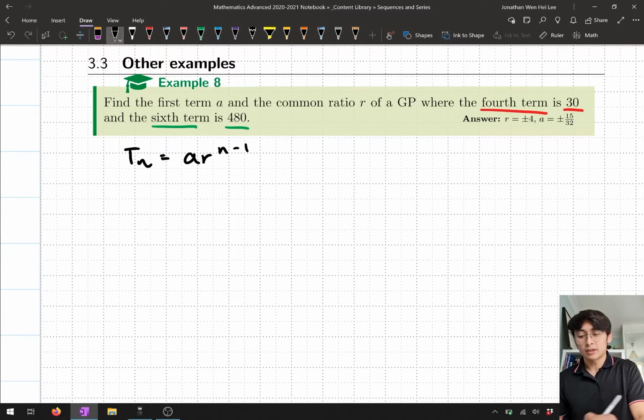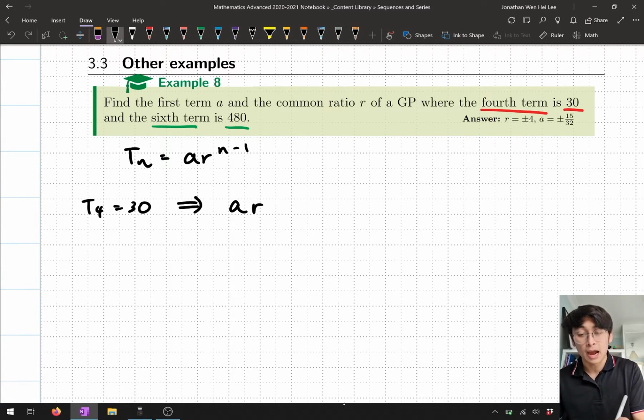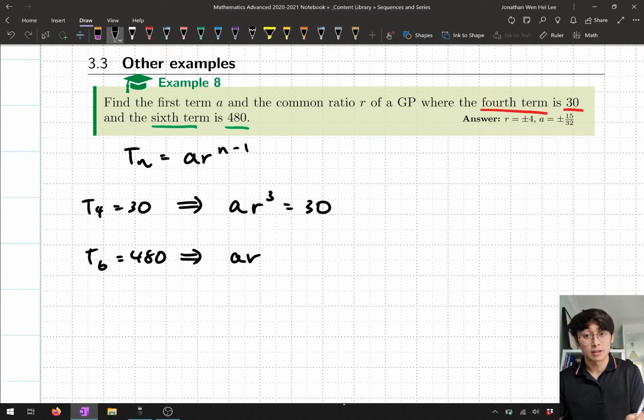So what we can do here is sub in those two pieces of information. The fourth term is 30. So T4 is equal to 30, which means that a times r to the power 3, because we do 4 minus 1, is equal to 30. And T6 is 480, which means that I can sub in 480. So ar to the power, this time it's the sixth term, so 6 minus 1 is 5, is equal to 480.